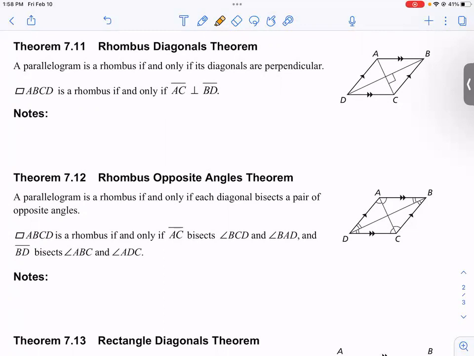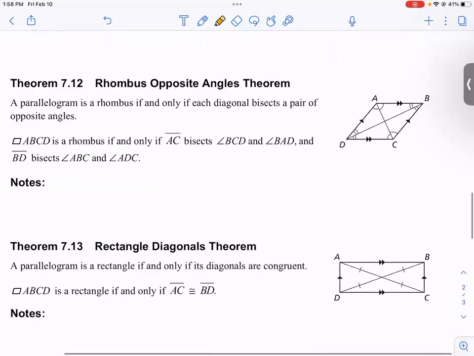Now, this is important. If you have a rhombus, the diagonals are perpendicular. That is important. If you have a parallelogram whose diagonals are perpendicular, you have a rhombus. If you have a rhombus, the diagonals are perpendicular.